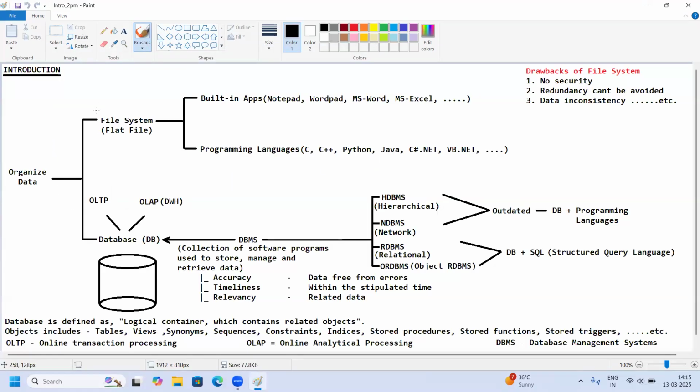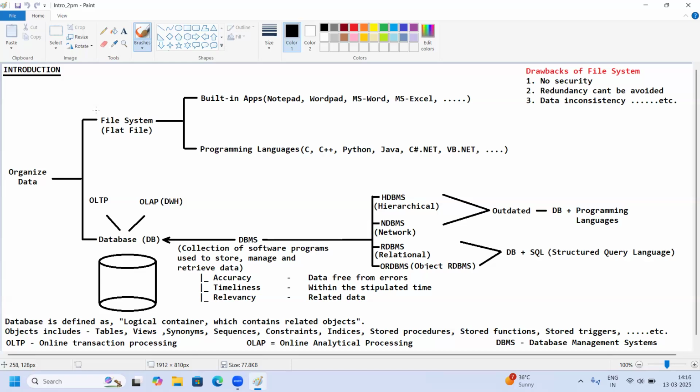This was my introduction class in which we discussed how you organize data in computers with two approaches, that is file system and database. In file system, that is called flat file, and all those points we discussed. And in database, you have two types of databases. One is called OLTP, the other is called OLAP.